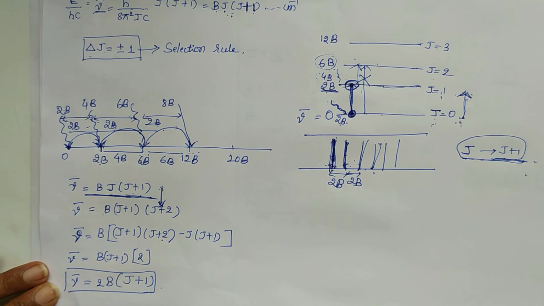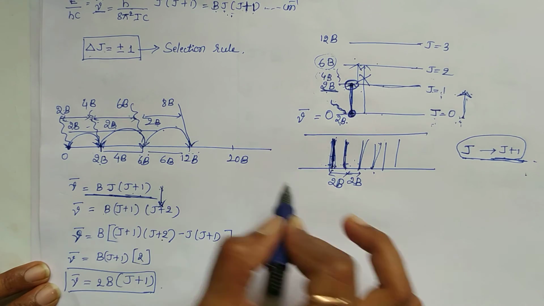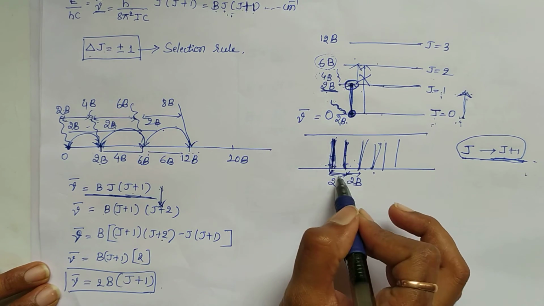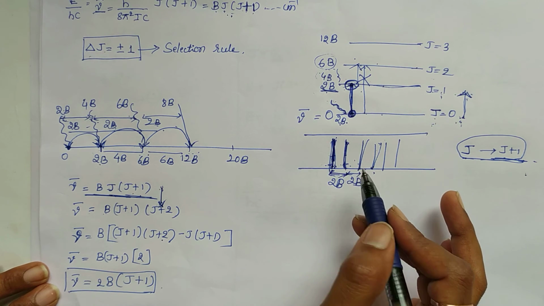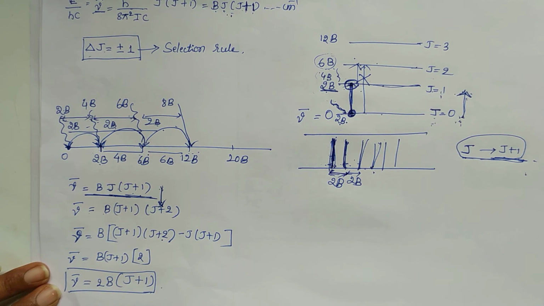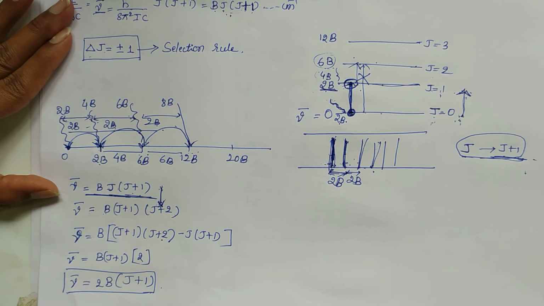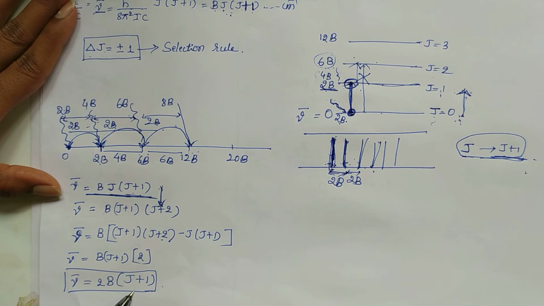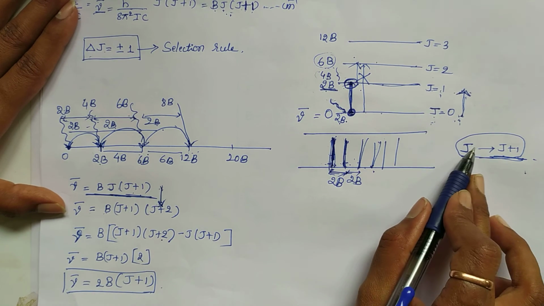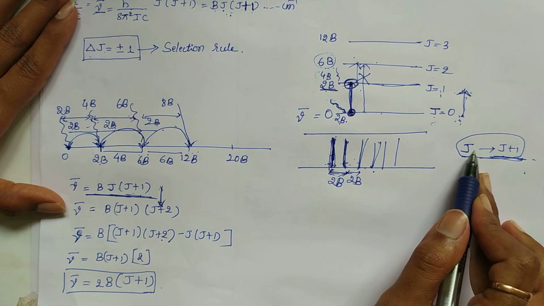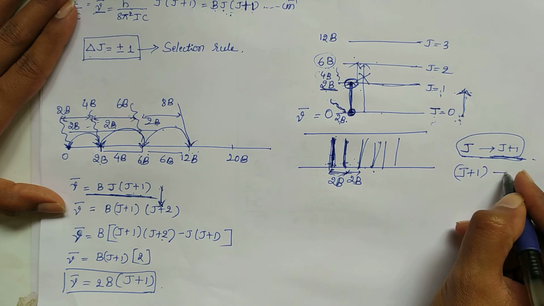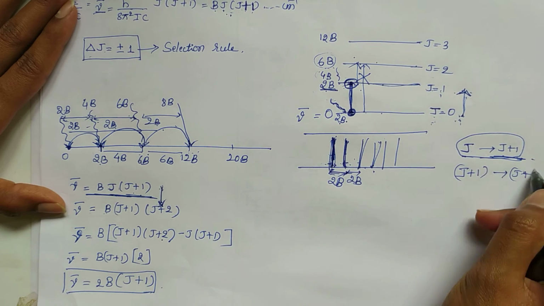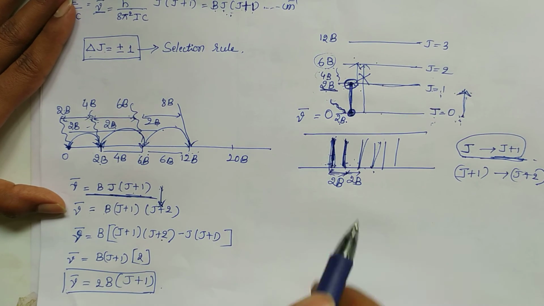This is the wave number of one line. By the understanding I have told, the spacing between two lines is a constant for all the lines, that is 2B, but mathematically we have to prove this. So this is the wave number of one line when the molecule makes the transition from J to J plus 1. Again, if you follow the same procedure, if the molecule makes the transition from J plus 1 to J plus 2 energy state, then you get one more line.